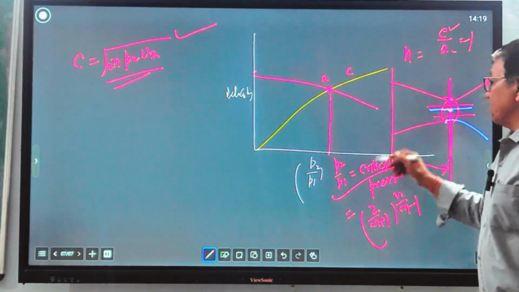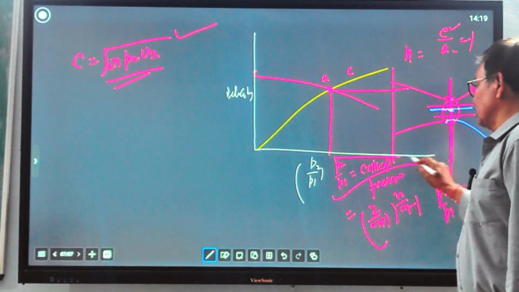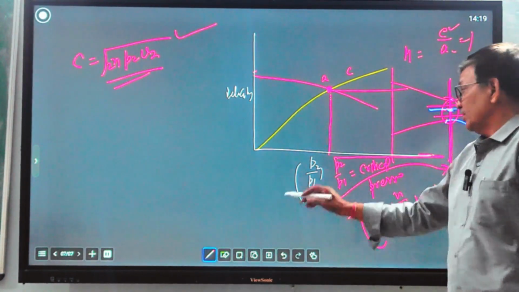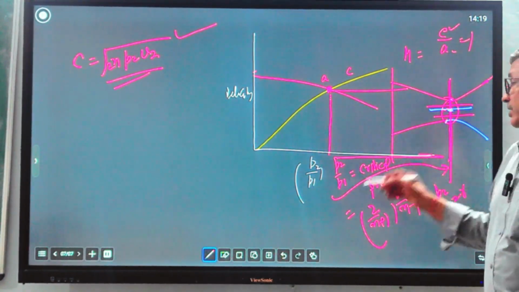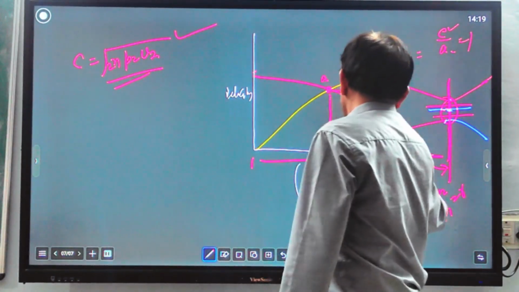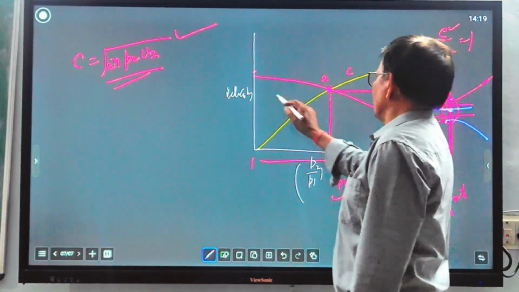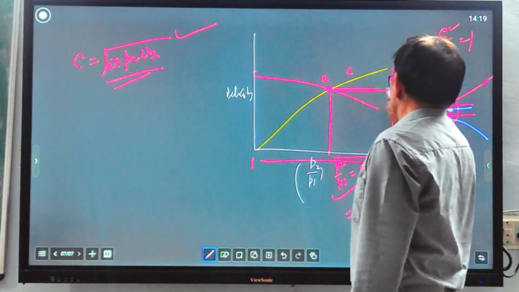There is no further increase in mass flow rate when you decrease the pressure ratio below the critical pressure ratio. Here it is 1 and continuously it will go down, so there is no effect on the mass flow rate. After that, the mass flow rate will remain constant.